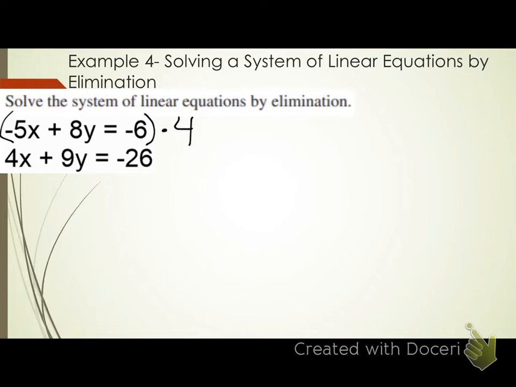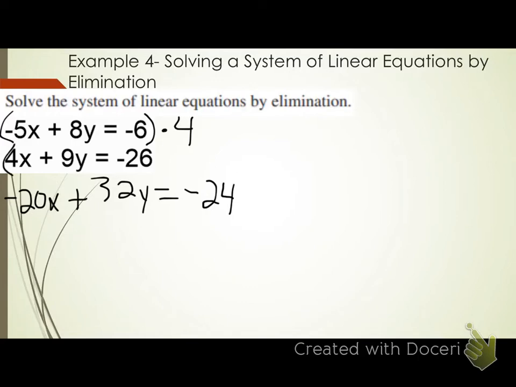4. 4 times negative 5x? Negative 20x. 4 times 8y? 32y. 4 times negative 6? Negative 24. Do not forget to multiply that constant by the number we're multiplying the equation by.